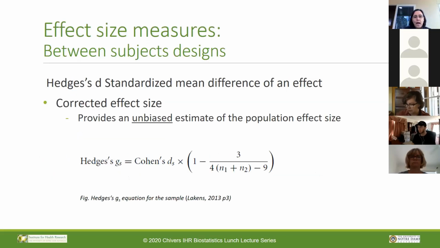Just to look at what the Hedges D is, with respect to the Cohen's D, you can see it's just a numerical adjustment for the Cohen's D, and is seen to be an unbiased estimate of the population effect size.